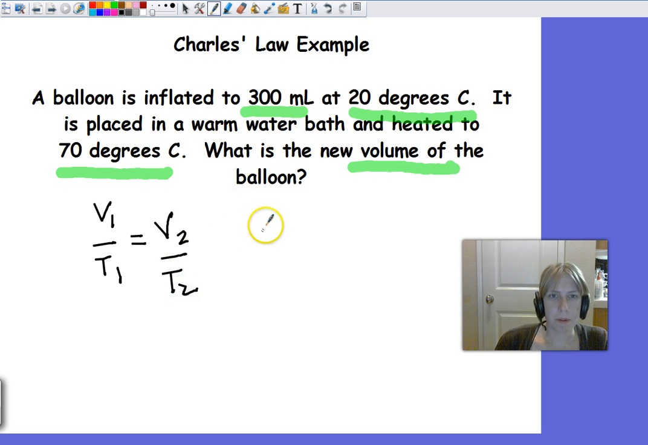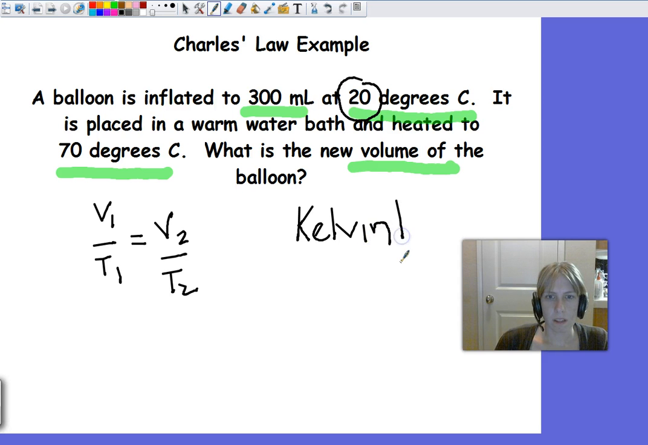Now, something we need to remember when we're using temperature. We cannot use Celsius. We can't use Fahrenheit. We can't use Rankine. We have to use Kelvin. When we solve gas laws, you must use Kelvin. So we have to convert our temperatures, because we were given Celsius, to Kelvin. So our conversion is 273 plus our degrees Celsius, which is 20, is going to give us 293 Kelvin.